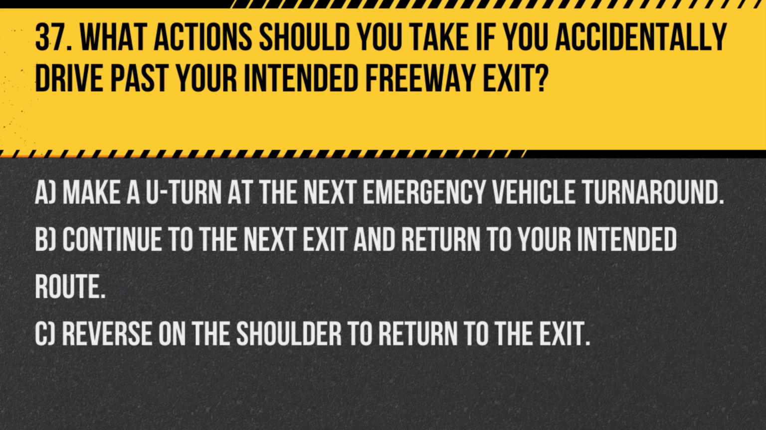Question 37. What actions should you take if you accidentally drive past your intended freeway exit? A. Make a U-turn at the next emergency vehicle turnaround. B. Continue to the next exit and return to your intended route. C. Reverse on the shoulder to return to the exit. Answer. B. Continue to the next exit and return to your intended route. It's unsafe and illegal to reverse on a freeway.